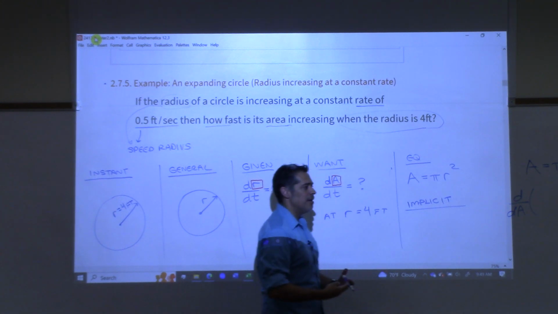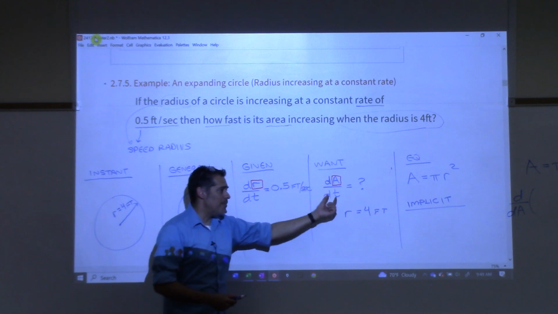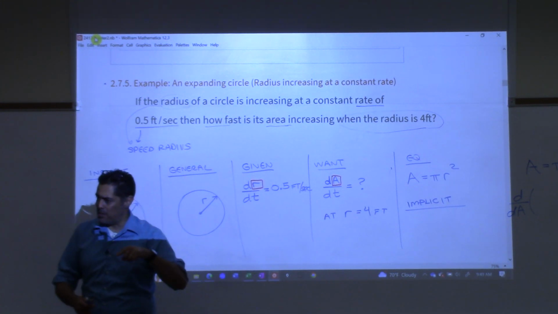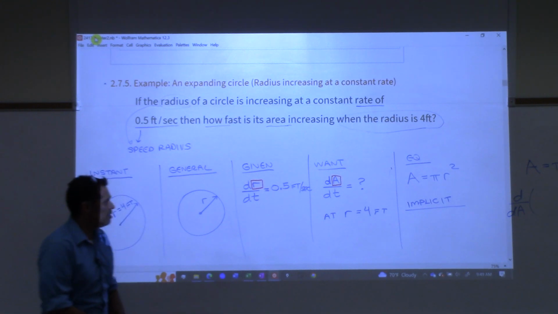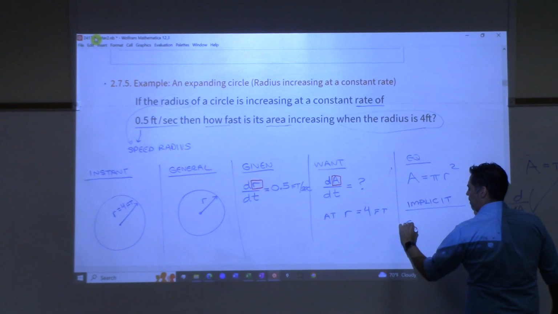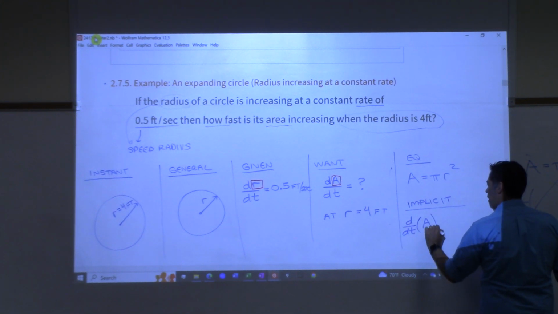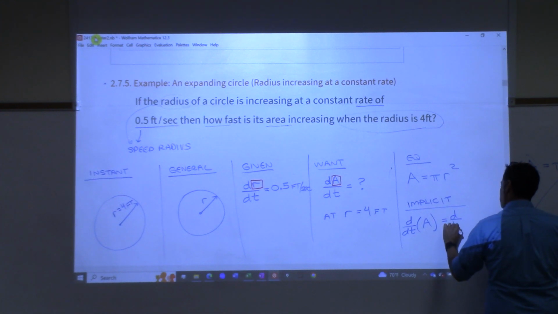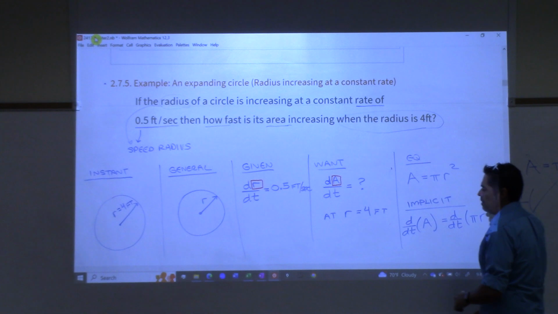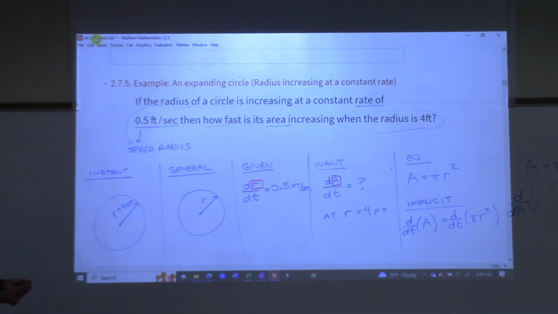I need to differentiate with respect to time because my information in the problem has to do with time. So I'm going to differentiate with respect to little t on both sides of the equation, right? So I don't want to do this. I'm going to take the derivative with respect to time of the left side, and then the derivative with respect to time of the right side. And let's see if we have an understanding of this differentiation.